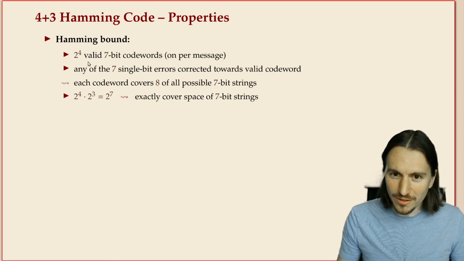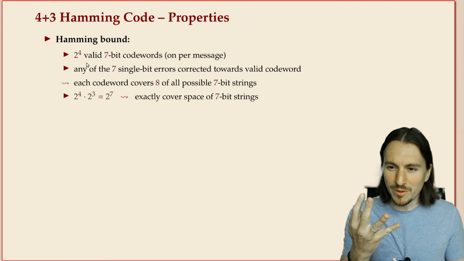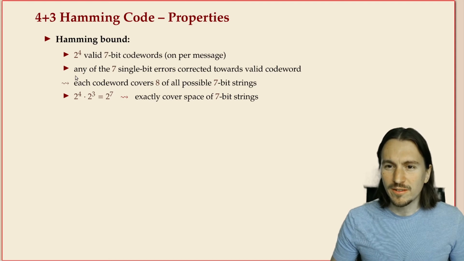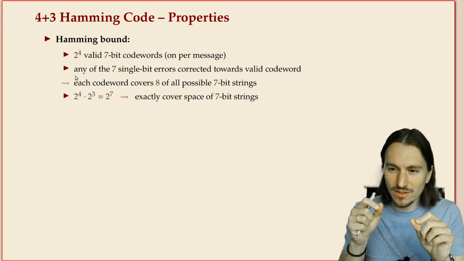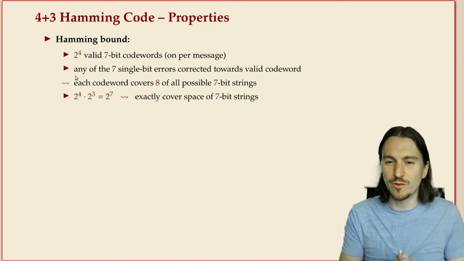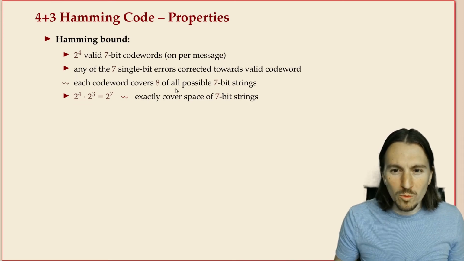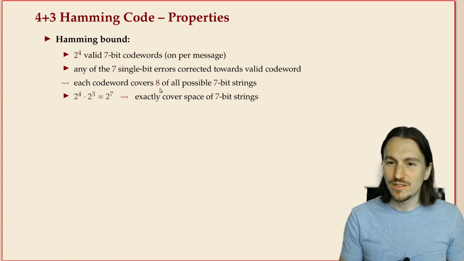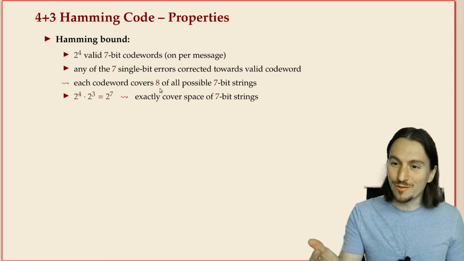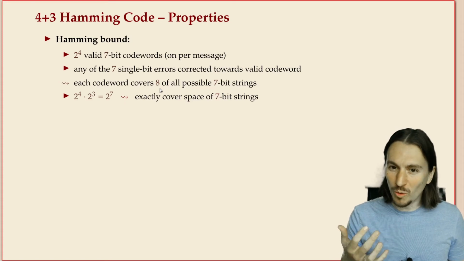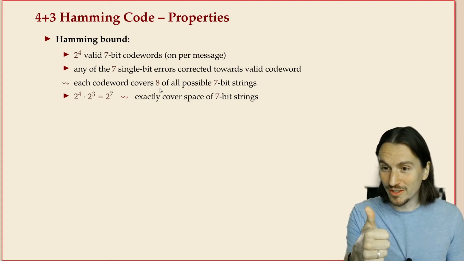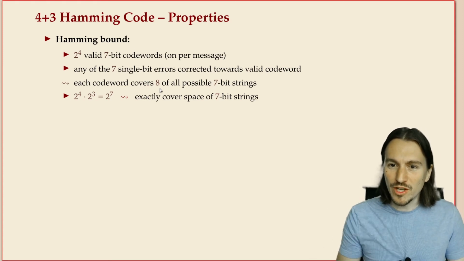Here we have 2 to the 4 different valid code words, because that's the number of messages. We have 4 bits for the message, 2 to the 4 different combinations. And we create 7-bit code words. Any of these 7-bit errors is corrected towards a valid code word. If we change any of the 7 bits, then our checking bits indicate which one was flipped, and we can reverse that flip. What that means for a single code word is that it is reached by 8 different 7-bit strings. When I receive 7 arbitrary bits, there are always 8 combinations of 7-bit strings that map to each code word. Namely 1 where the code word itself is sent, and 7 combinations of changing a single bit.